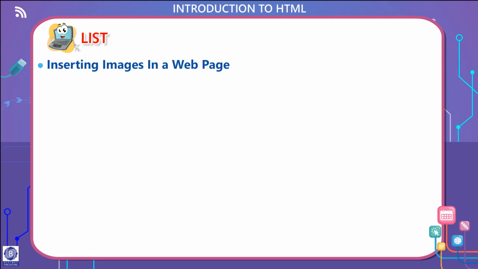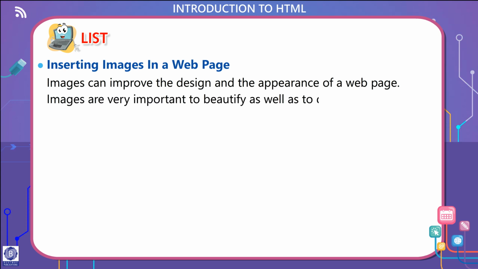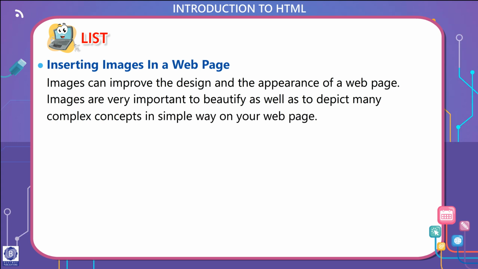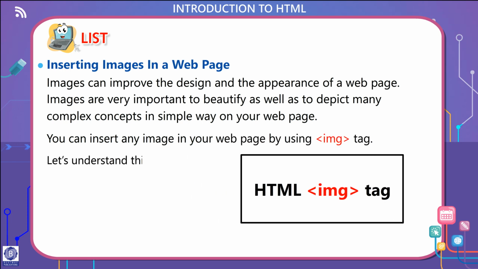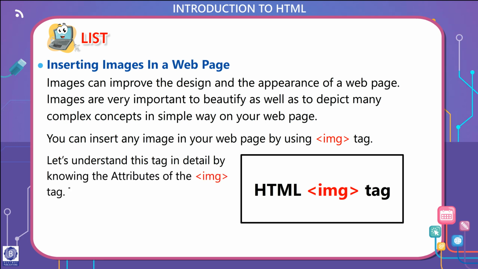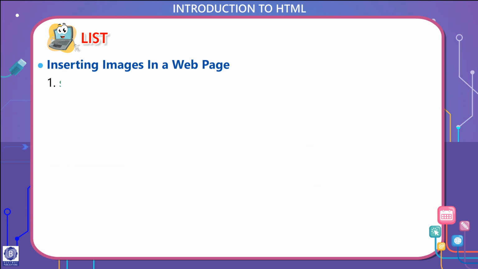Inserting images in a web page. Images can improve the design and the appearance of a web page. Images are very important to beautify as well as to depict many complex concepts in a simple way on your web page. You can insert any image in your web page by using the img tag. Let's understand this tag in detail by knowing the attributes of the img tag. These attributes are essentially used to correctly insert images in a web page. First, src.